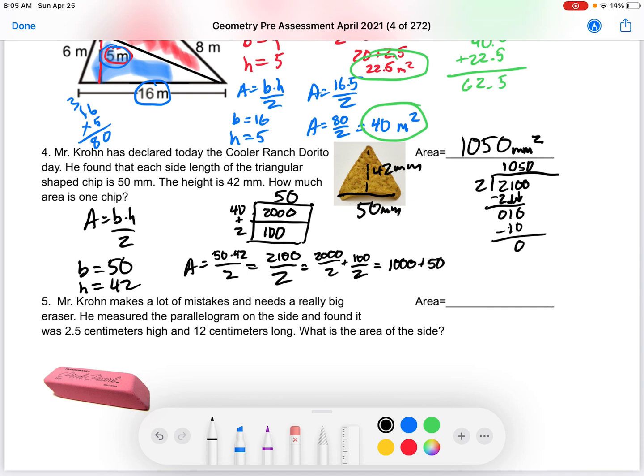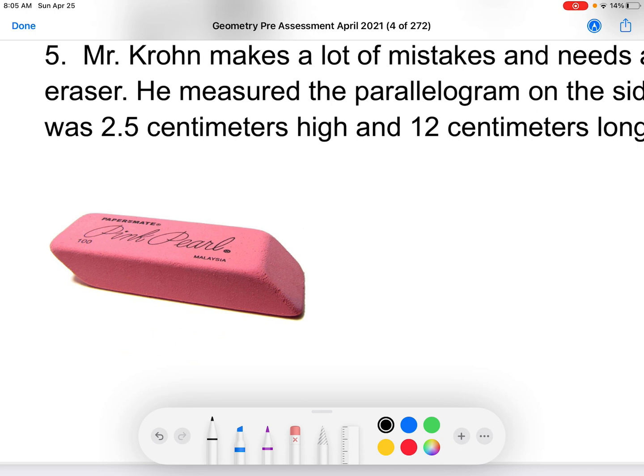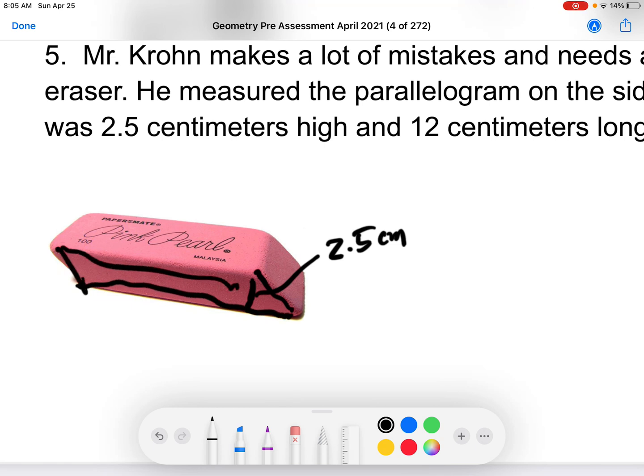Mr. Crone makes a lot of mistakes and needs a really big eraser. He measured the parallelogram on the side and found it was 2.5 centimeters high and 12 centimeters long. What's the area of the side? All right, 2.5 centimeters high. So that would be kind of like right here. That distance would be 2.5 centimeters. Okay, picture the parallelogram as that shape.